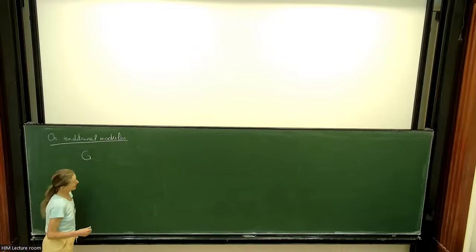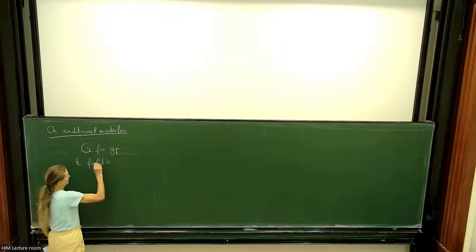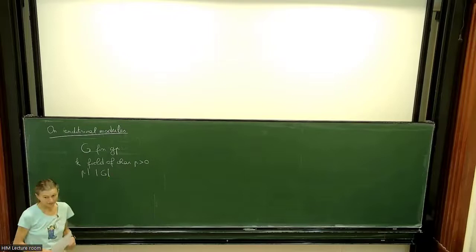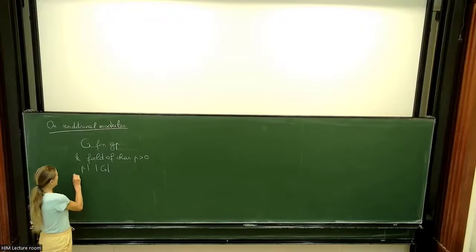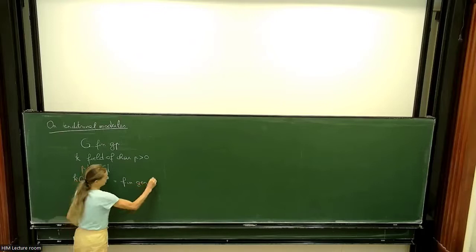So G will be a finite group. And in this talk, K is a field of characteristic p, which is positive, and I assume that p divides the order of the group. So this is the basic setting for modular representation theory. Then I will look at KG-modules, finitely generated KG-modules. So KG-mod is the category of finitely generated KG-modules.